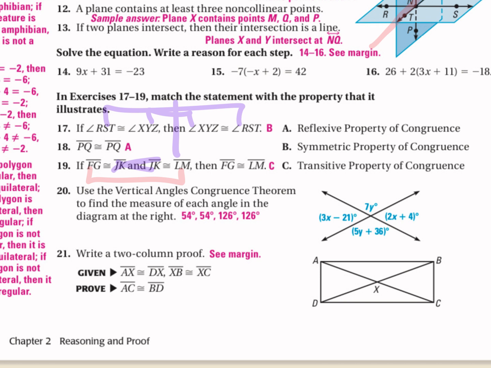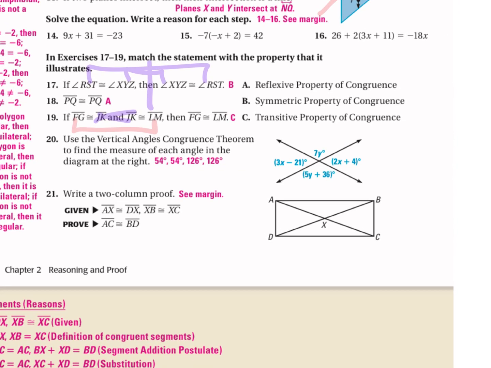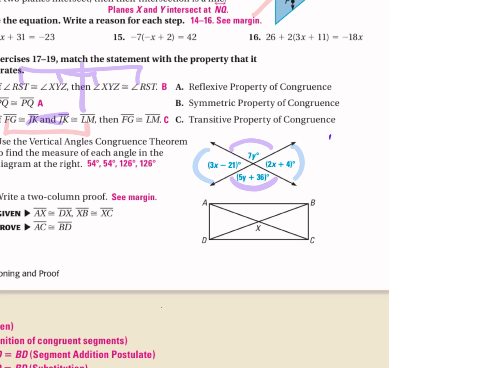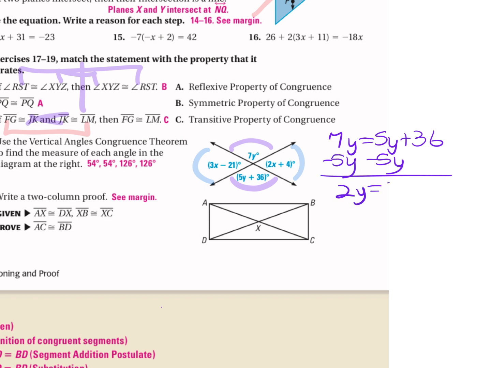And then number 20, it wants you to find the value of the angles. So we know that vertical angles are congruent. So I'm going to set up 2 algebraic equations. I would set these 2 equal to each other, and then these 2. So for the purple ones, I'm going to set 7y equal to 5y plus 36, subtract 5y, 2y equals 36, divide by 2, and y equals 18. Now, it didn't ask me to find the value of y, it asked me to find the value of those angles.